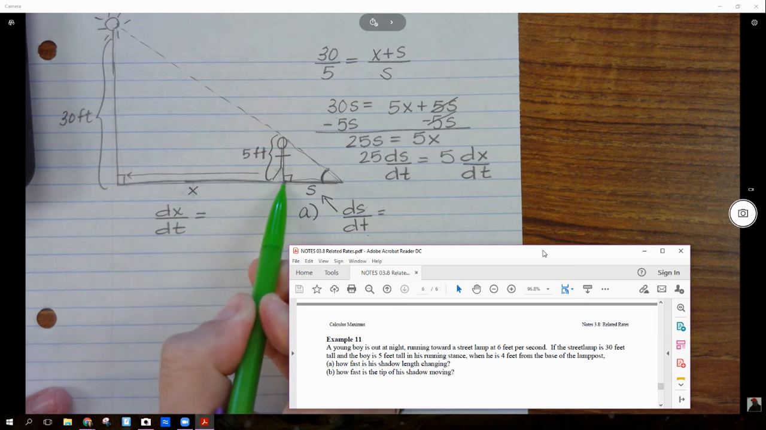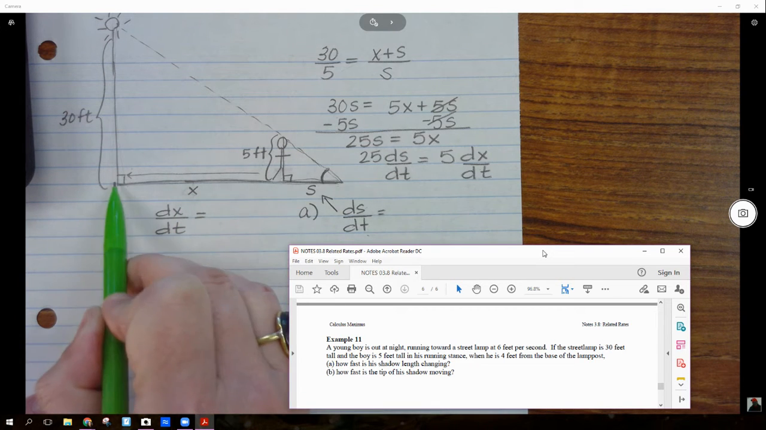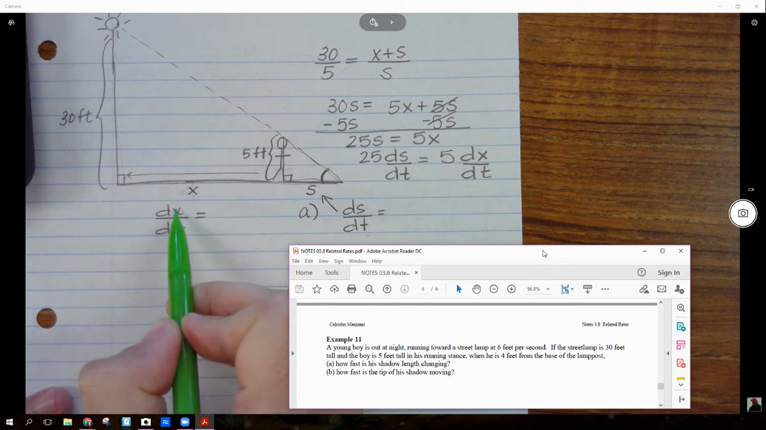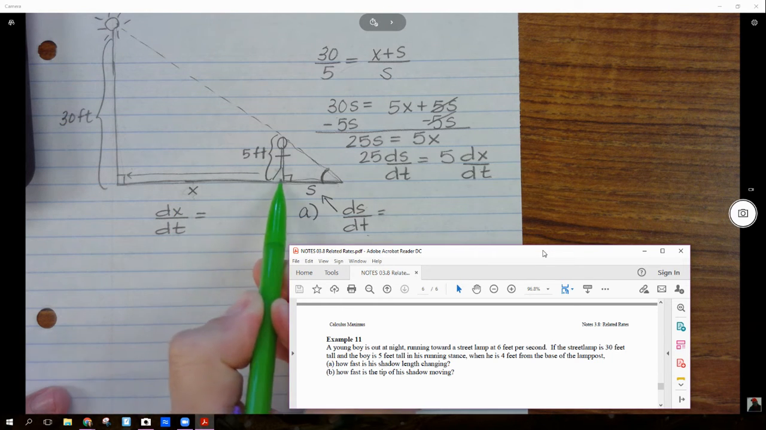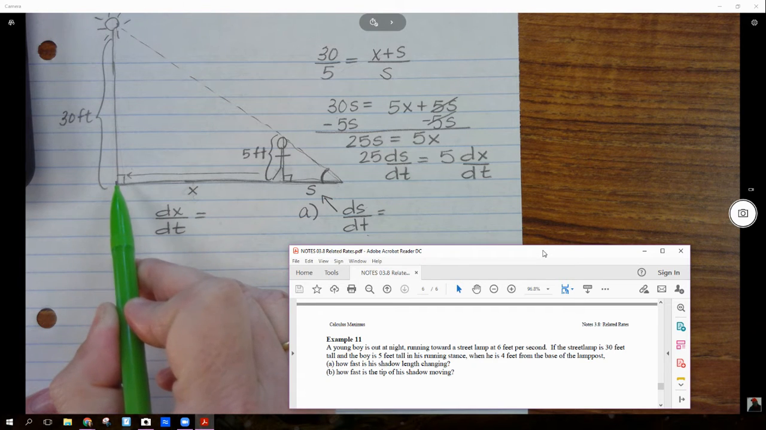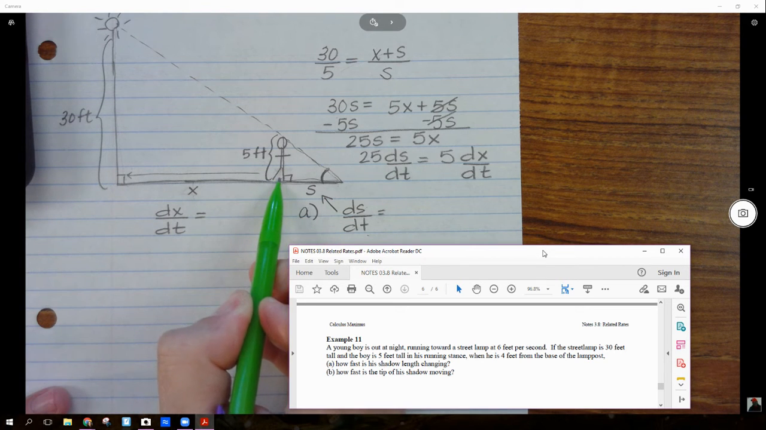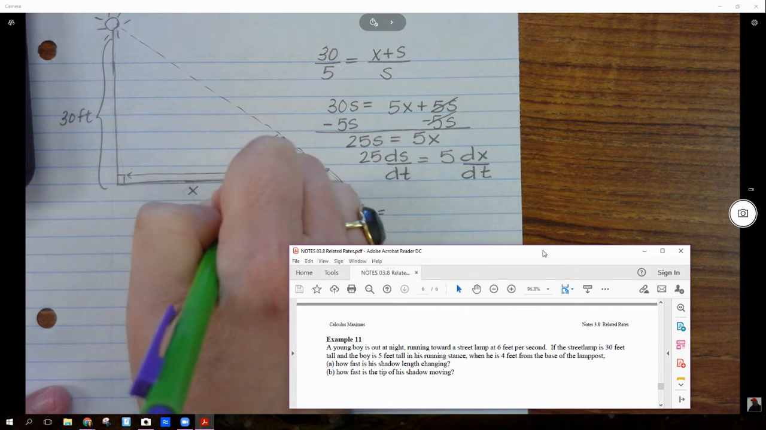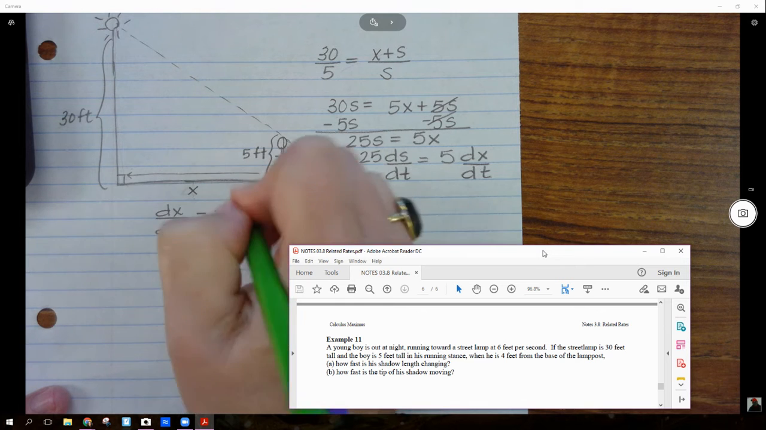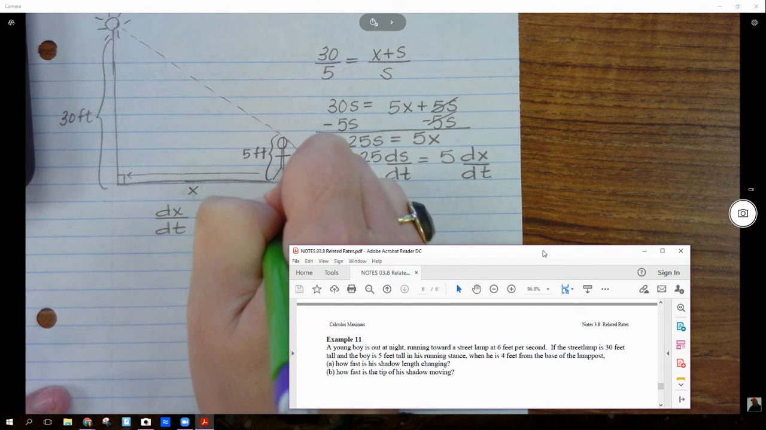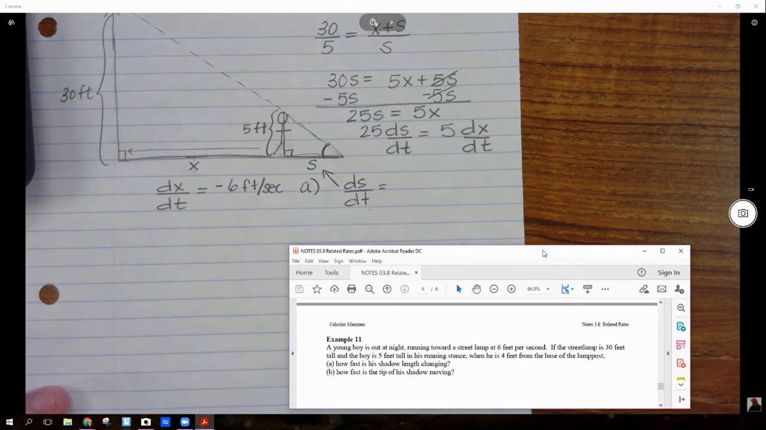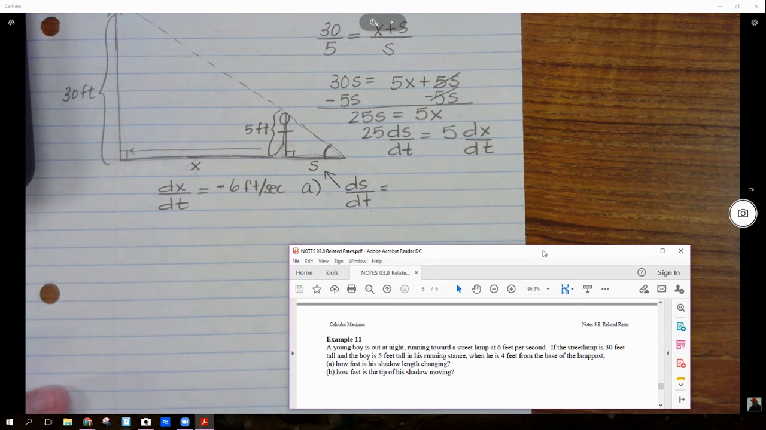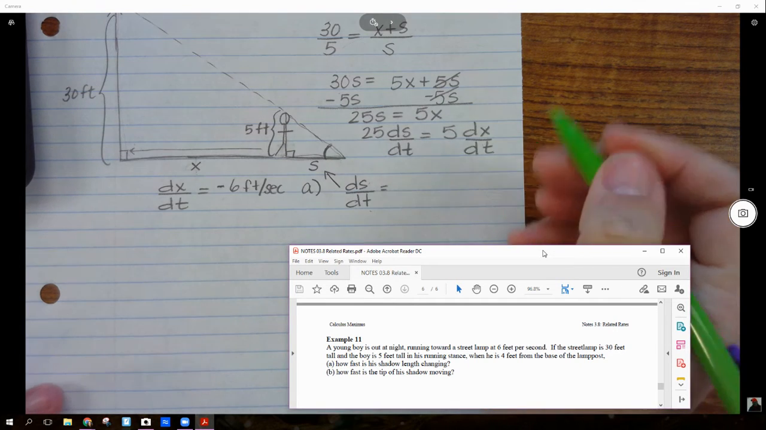So if the distance between him and the lamppost is x, the rate of change is going to be dx over dt. Now he's running towards the lamppost. So that means that the distance between him and the lamppost is getting smaller. So this needs to be negative 6, and it was feet per second. Okay, that is negative because this distance is getting shorter and shorter.